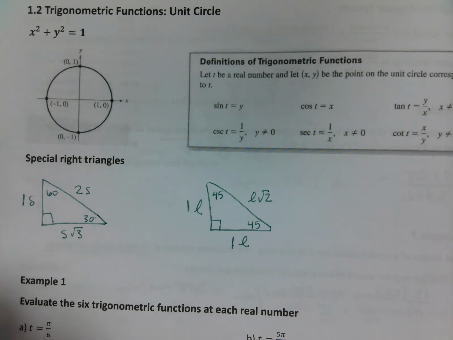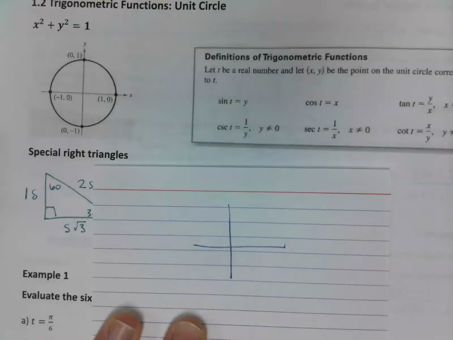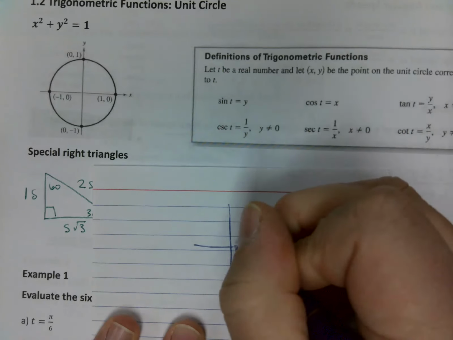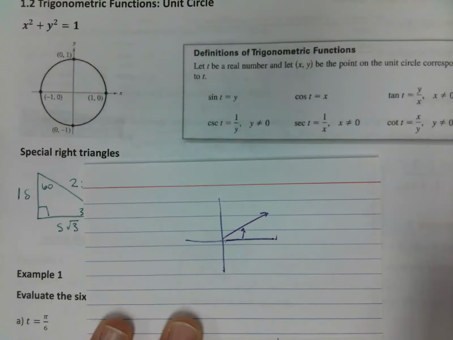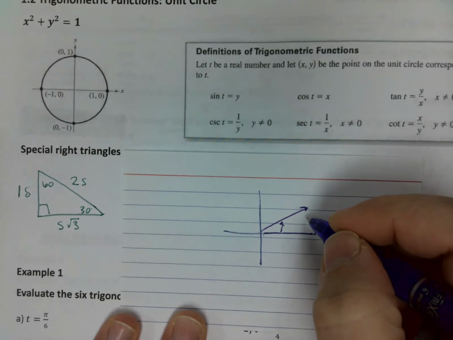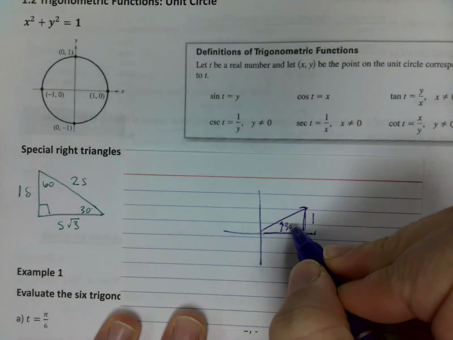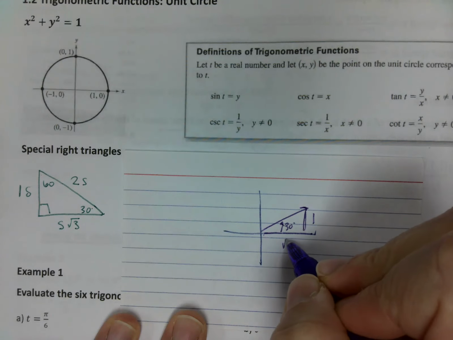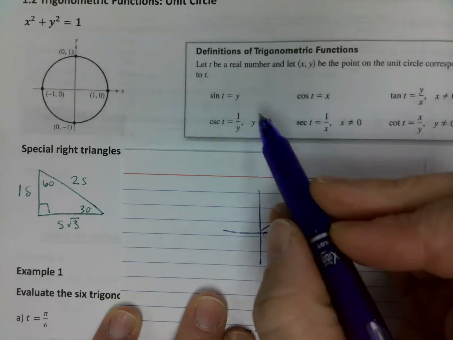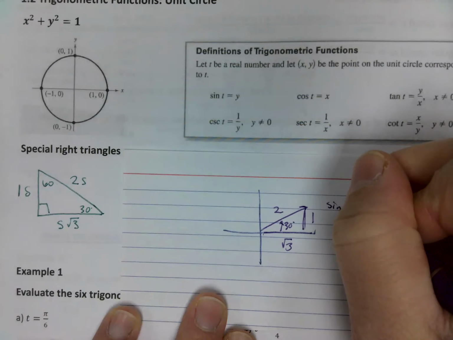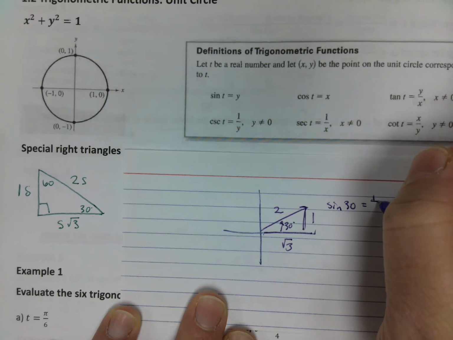So let's get back to this right here. Let's say I have an angle, and I say that this angle right here is 30 degrees. How can I use my unit circle to help me, along with my special right triangles? Well, if this is 30 degrees, my opposite is going to be 1, my adjacent is going to be square root 3, and this is going to be 2. Because I know this, my sine is equal to my y value. So sine of 30 degrees is my opposite over my hypotenuse, so 1/2.